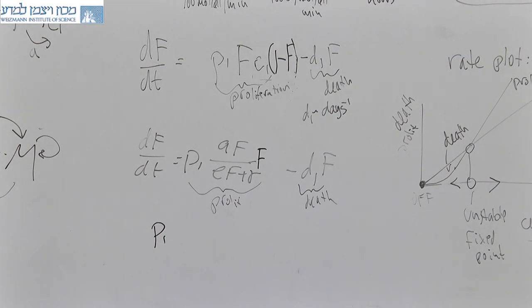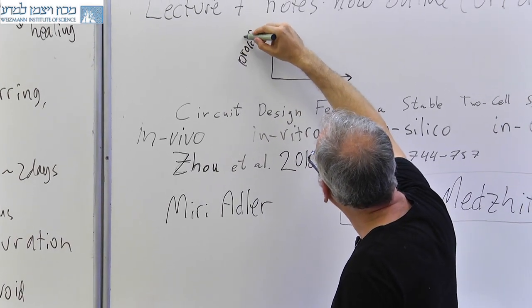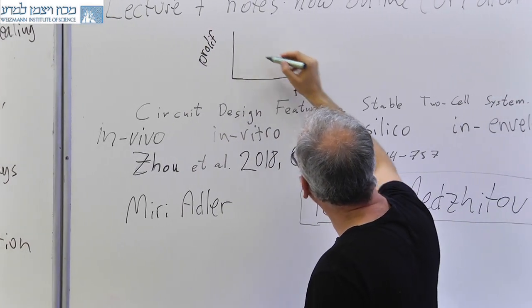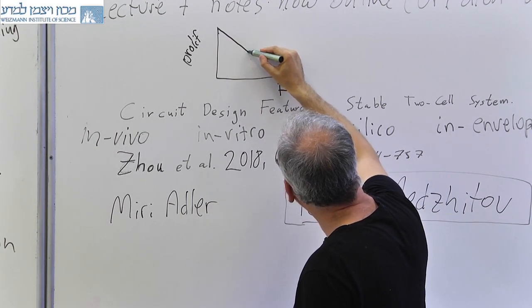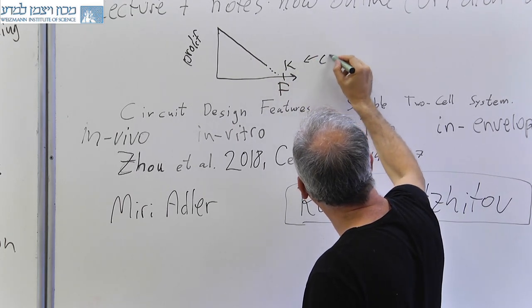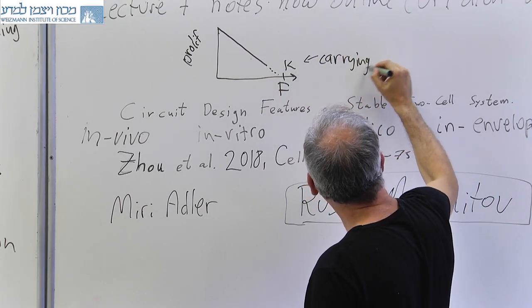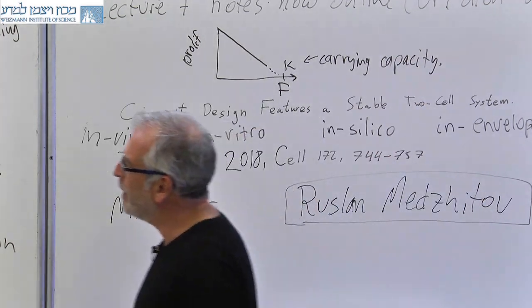And the experiment that shows this very nicely, this paper, is that you take the proliferation rate of these F cells as a function of their density, and it just goes down like this and extrapolates to this carrying capacity, just like the formula. The formula comes from old times, looking at animal growth.